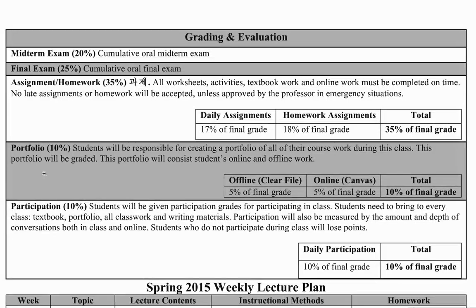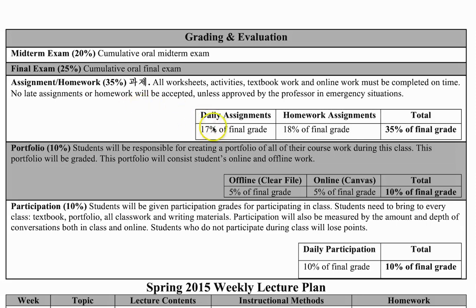Okay, please turn your paper over. Let's look at grading and evaluation. The midterm exam is 20%. That'll be an oral midterm exam. The final exam is 25%, also an oral exam. And your assignments and homework are 35%, so that's a lot of your grade. Please make sure that you turn in all your homework on time. I don't take late homework or assignments unless you're sick or you have an emergency situation.